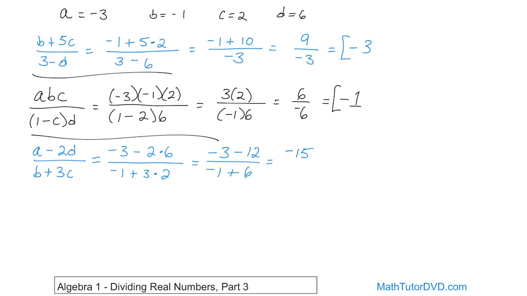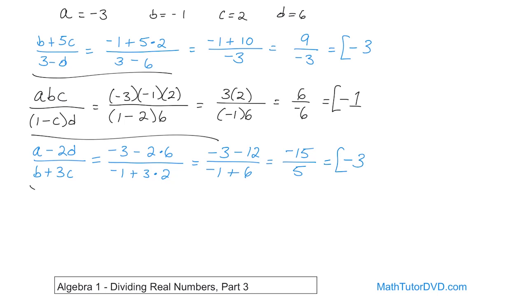And then on the bottom, negative 1 plus 6, how do you handle that when they're mixed signs? 6 minus 1 is 5. It'll take the sign of the larger absolute value, which is this guy right there. And so then finally you have negative 15 divided by 5. You're dividing a negative divided by positive, so the answer will be negative. You divide those guys, you get 3. The answer is negative 3.